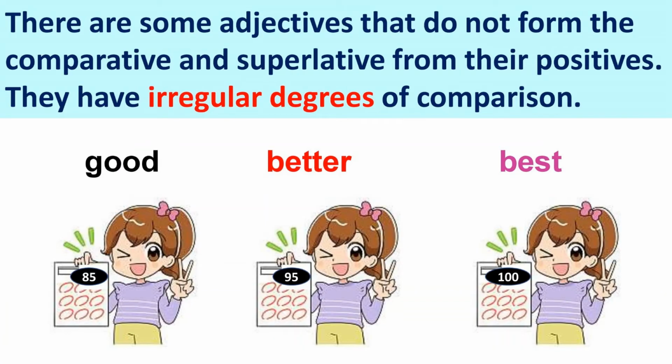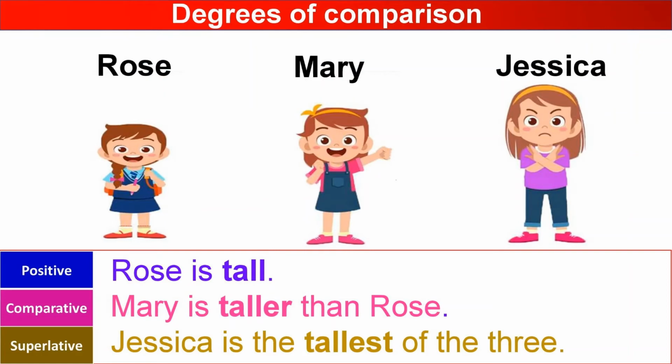There are some adjectives that do not form the comparative and superlative from their positives. They have irregular degrees of comparison. Example: good, better, best. Here you can see some examples for better understanding.